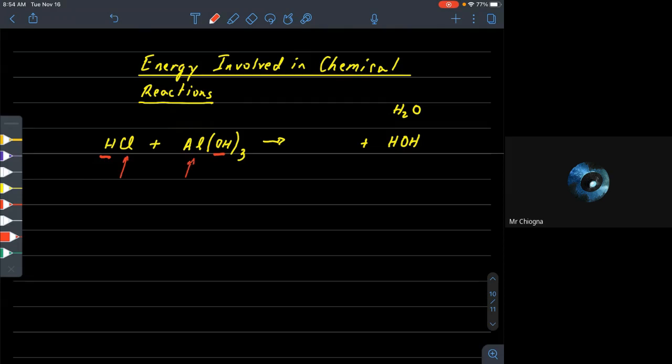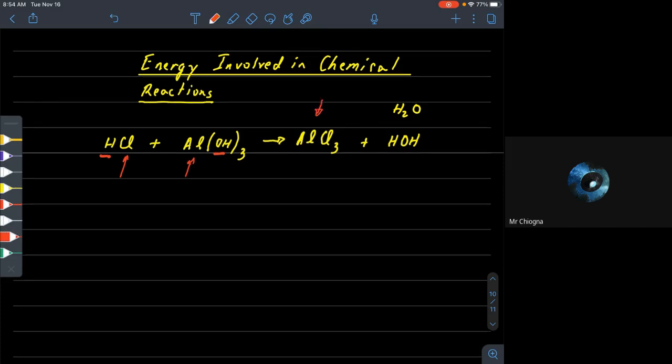And that's going to make up aluminum chloride, which we call a salt. It's not table salt. But whenever you react an acid and a base, you're left with water. And then the positive and negative ion make up a salt.